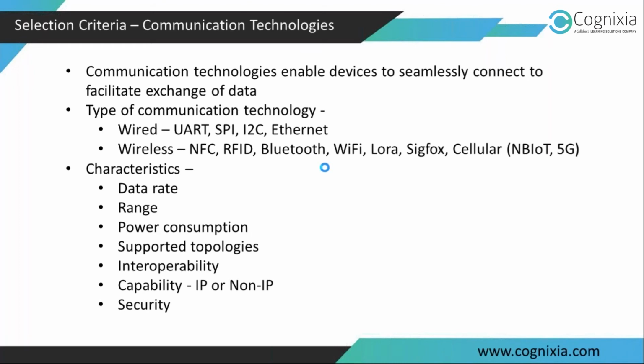Obviously, when it comes to technologies, for example, Bluetooth is not an IP capable technology. Wi-Fi is an IP capable technology, right? So this is something that you will have to take into account, whether you are going for direct connectivity from your device to cloud over the internet, or you are going for a gateway-based deployment, wherein you will connect your device to a gateway, and then the gateway will connect your device to the cloud platform. So you will have to take the capability of your communication technology into consideration.